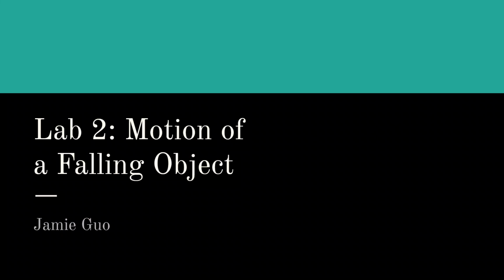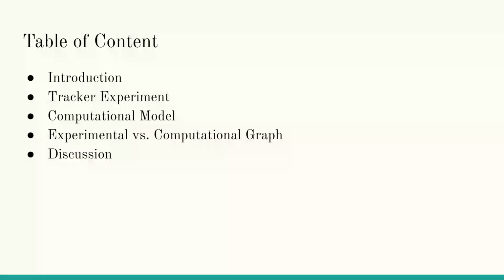Hi, my name is Jamie, and this is my presentation for Lab 2 of Physics 2211, Motion of a Falling Object. In this presentation, I will start with a brief introduction. I'll then go into my experimental data and then the computational data. I'll then talk about the results using a graph comparing the two, and finish with a discussion answering a few questions.